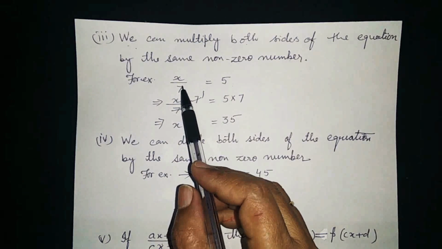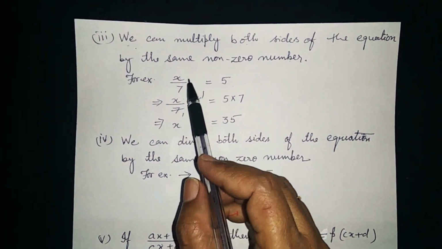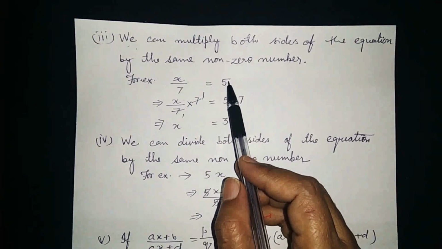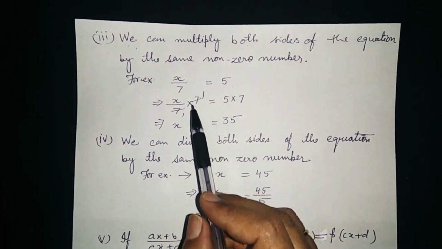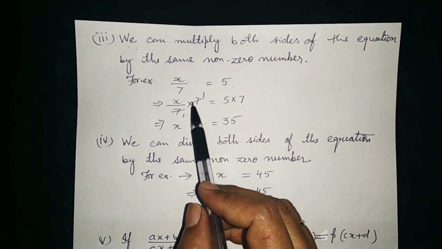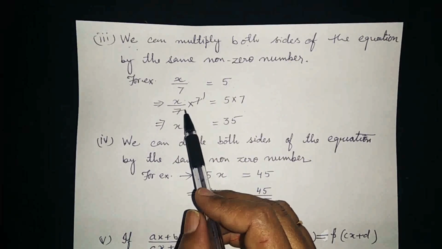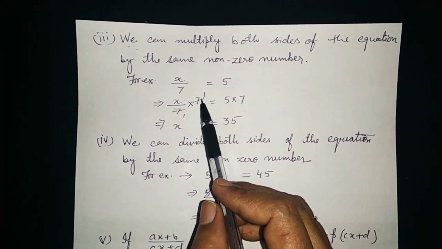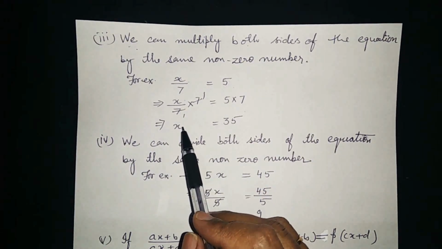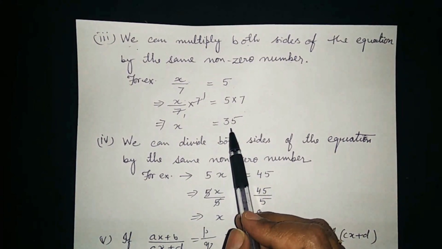So what you have to do? To remove it, what will we do? We will multiply both sides of the equation by 7. Here x upon 7 multiplied by 7, and here 5 multiplied by 7. 7 ones are 7 and 7 ones are 7. Here what will come? Only x, and 5 sevens are 35.